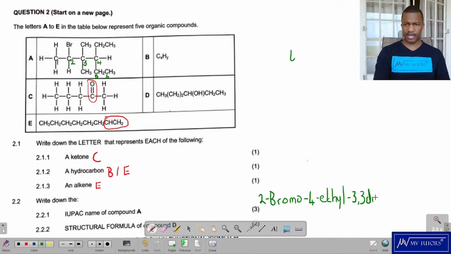So it's dimethyl, and then we'll put the last part. It's a hexane. Hexane. Oh, spelling of hexane. Let's go back. It's a hexane. There we go. So that is the IUPAC name for compound A.